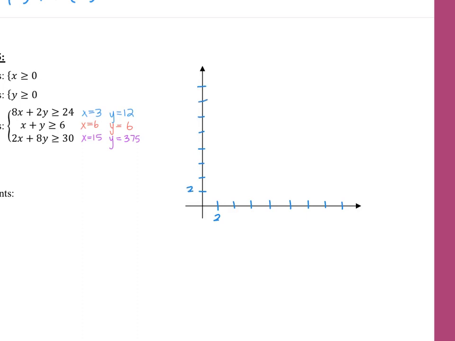Okay, blue would be x is 3 right here. So I'll label that as 3. Connected to y is 12. 2, 4, 6, 8, 10, 12. Right here. Connect those two. Shade above. All right, keep that in mind. I'm going to do my shading last. Okay, I'll switch to red. X is 6, which is right here. Connected to y is 6.